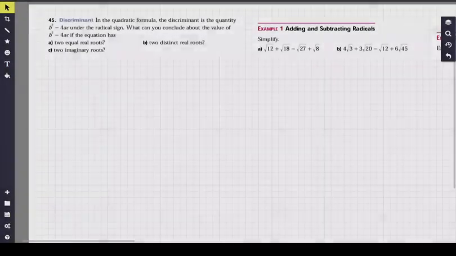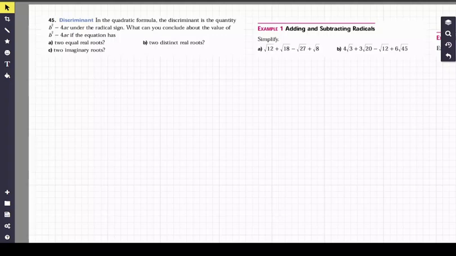Alright, so we're gonna do another continuation of the lesson that we did yesterday. So we're gonna talk about something called the discriminant.